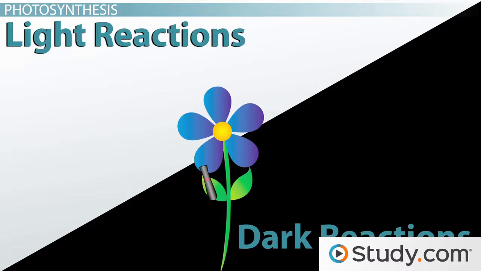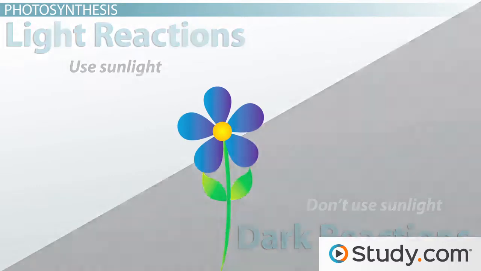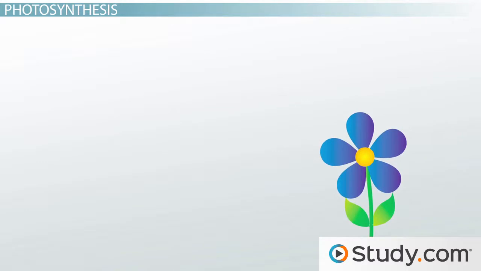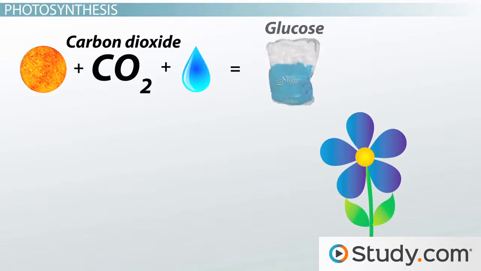This might seem like two sides of something like Star Wars, good versus evil, but we promise that everything is good when it comes to photosynthesis. It's just that the light-dependent reactions use sunlight and the dark reactions don't use sunlight. Before we begin on how the light reactions work, let's remind ourselves of the products and reactants for photosynthesis. In this process, remember that light energy, carbon dioxide, and water are used to produce glucose, or sugar, and oxygen.